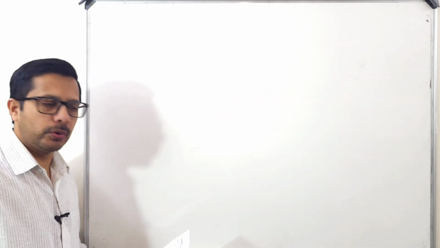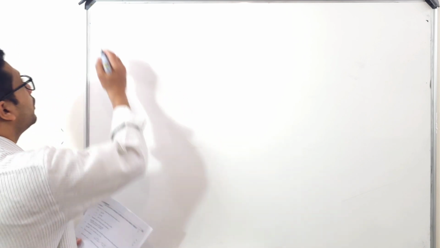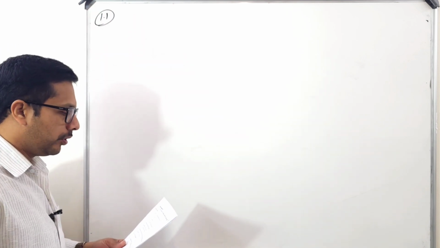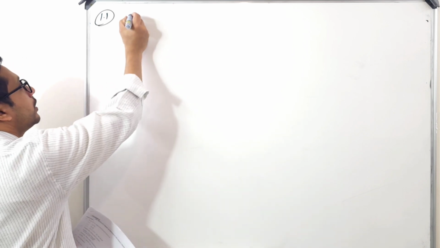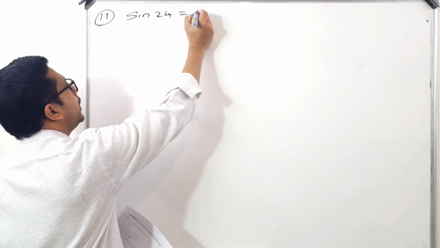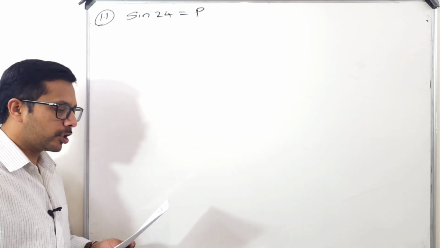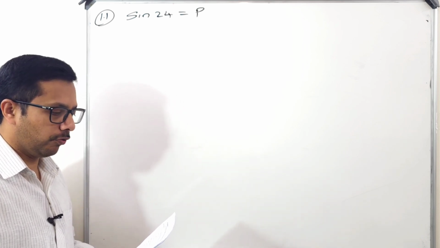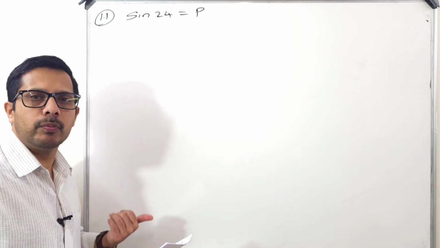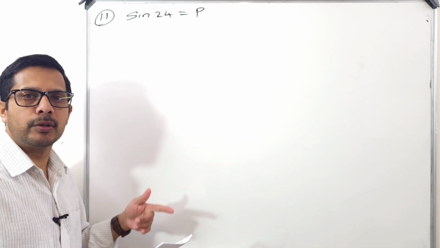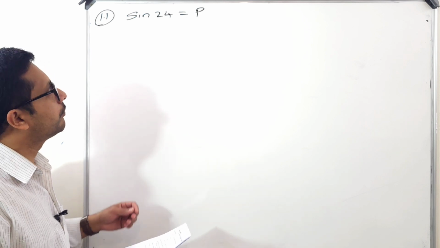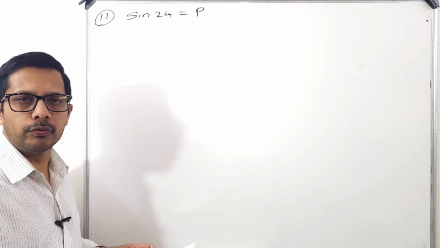Okay, look at the first question. Question number 1.1. If sine 24 is equal to p, so it is given that sine 24 is equal to p. Express the following in terms of p. So you have to answer the following questions in terms of p. That means in your answer there must be a p there. Am I right? Okay.